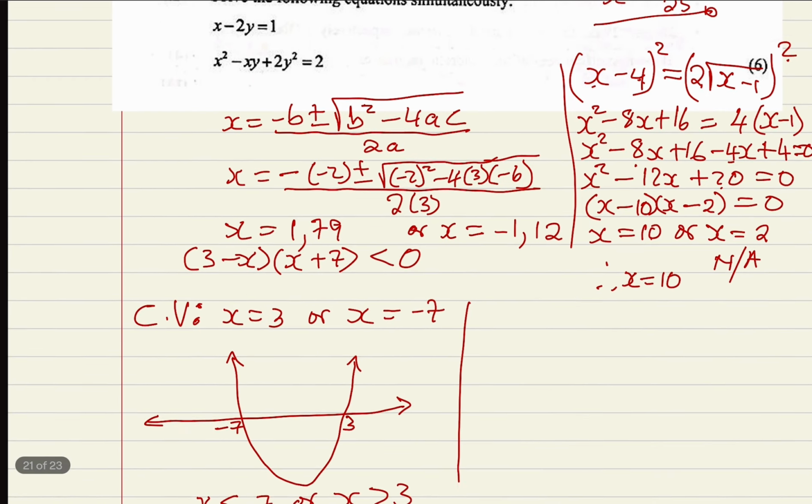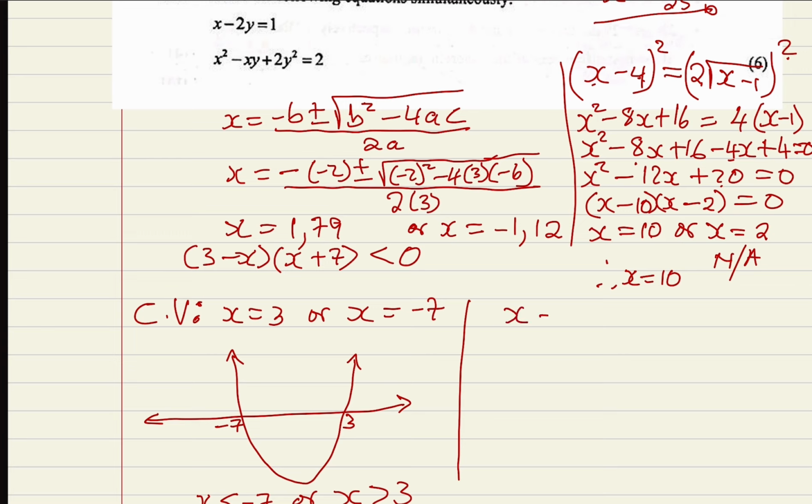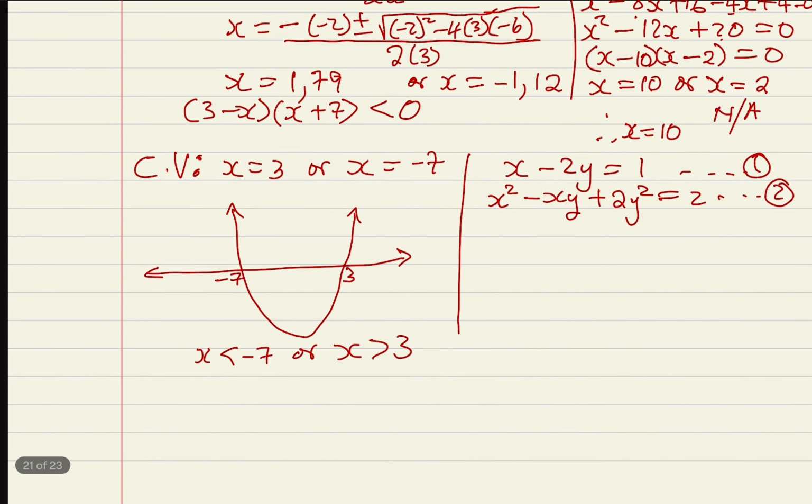Okay, then you will have the simultaneous equations x minus 2y equals 1, and x squared minus xy plus 2y squared equals 2. This is equation 1, and this is equation 2. Okay, then now you check for what? You check for equation number 3. Equation number 3 will say x is equal to 2y plus 1. That is your equation 3.